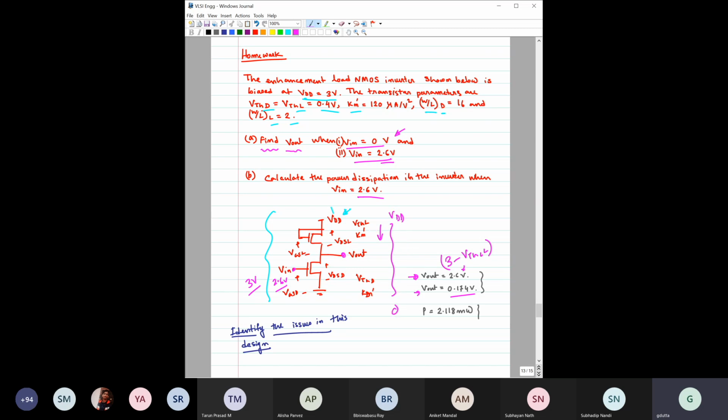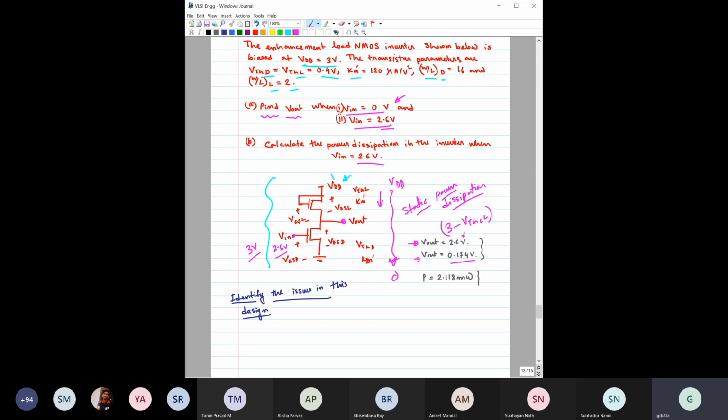So this will again cause static power dissipation, and due to this there will be a power loss. This is again another issue. So there are a couple of issues which you have to identify. This question says that you have to find the power loss. If you calculate it by putting 2.6, find the current, then multiply with VDD, you will get the power loss. That is expected to come like this.